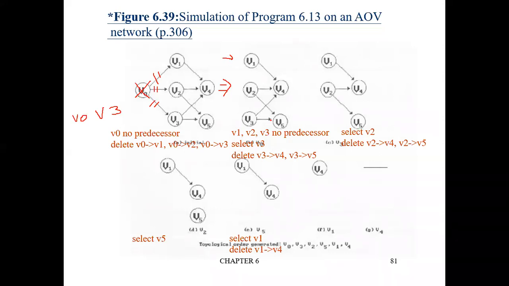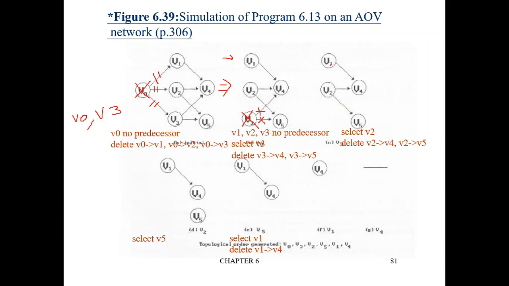How many outgoing edges are there from V3? 2. What are they? What are the 2 outgoing edges from V3? Yes, Mahita. V3 to V4 and V3 to V5. So delete these 2 edges, and delete V3 also. Okay. So after this, now this is the state of the graph.